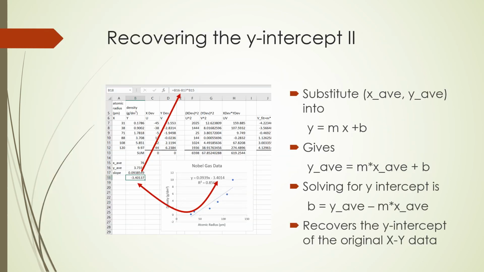So we have our equation for the line, y equals mx plus b. We know the parameter m. We are looking for the parameter b, and x and y are points on the line. We know the point x average, y average is on the line, so we can substitute that point in, giving us y average equals the slope m times x average plus b. We can then solve this for b. b equals y average minus the slope m times x average, and we know all those numbers, or can get them easily enough in Excel, and so then we can recover how Excel determines the y-intercept of the original data.